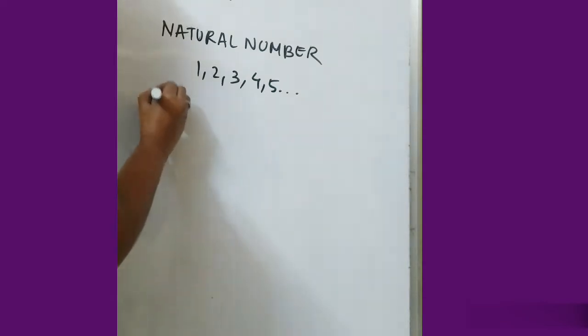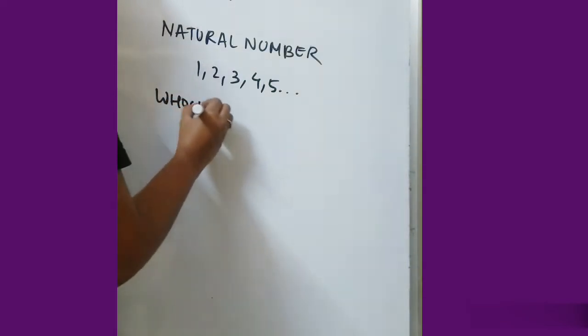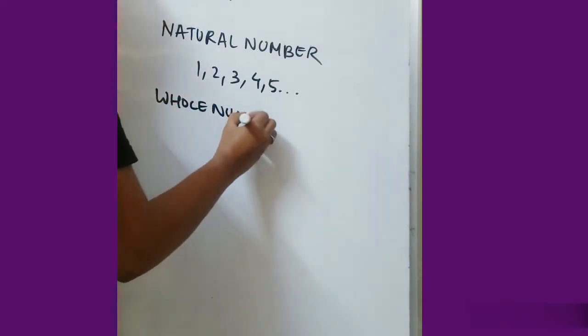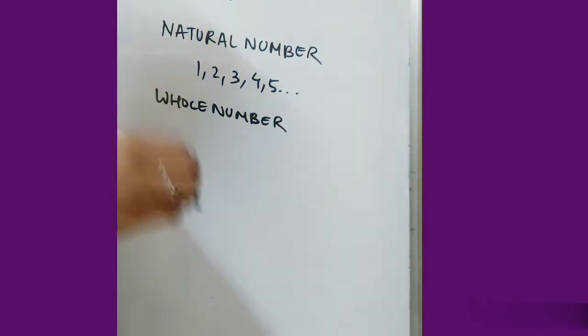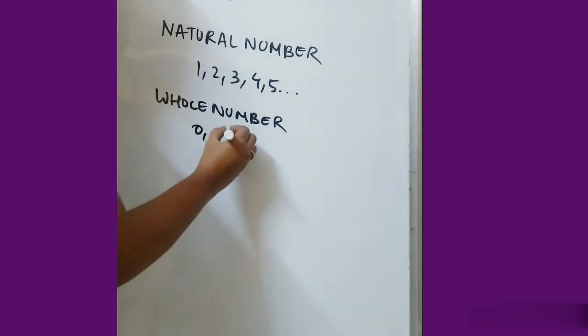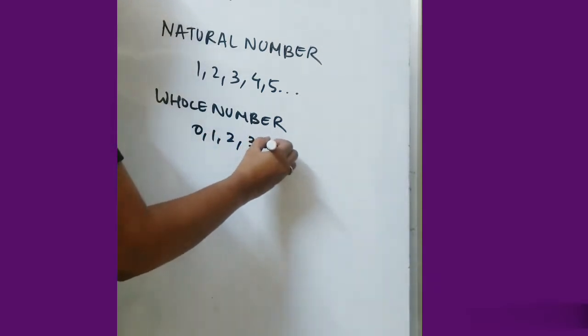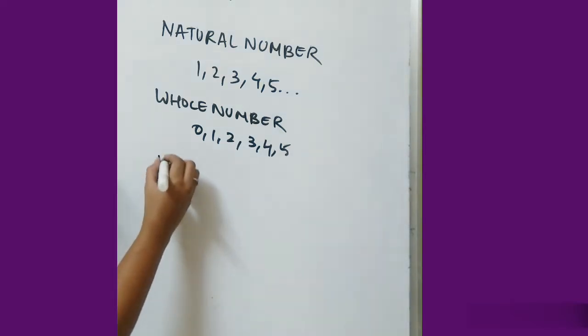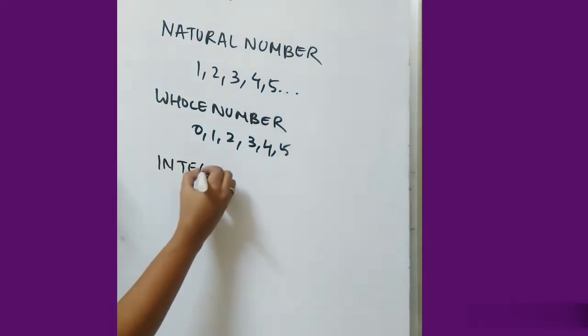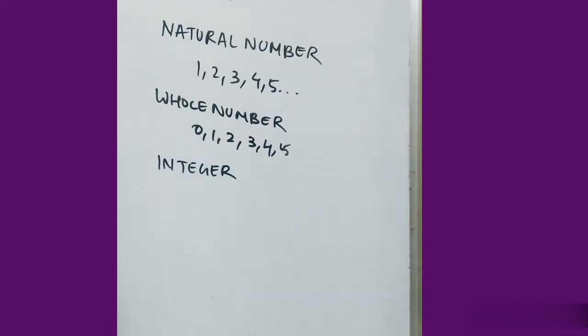Second one is whole number. Now what does whole number mean? A number that starts from 0, which includes 0. That is whole number, student. The next one is integer. That is the main topic. Now what does integer mean? It includes negative as well as positive numbers as well as 0, student.